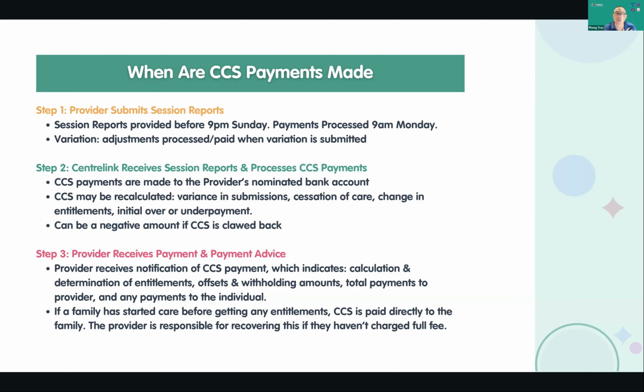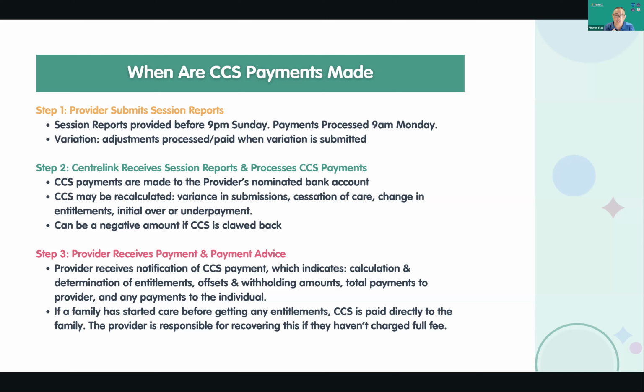So if I was a family and I started at your service last week and I didn't have any of my entitlements approved yet, you've gone and submitted sessions for me. Technically, last week I'm not eligible for CCS at this stage. Come this week, everything's been approved by CCS. They've backdated it. Typically, what should happen is any of those CCS back payments are paid to me directly as the individual.